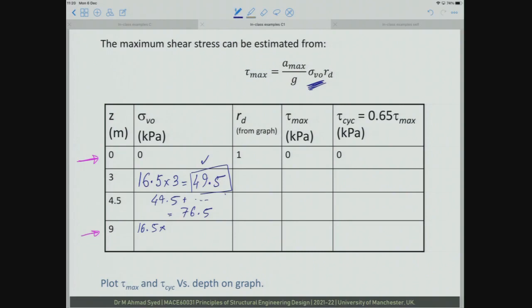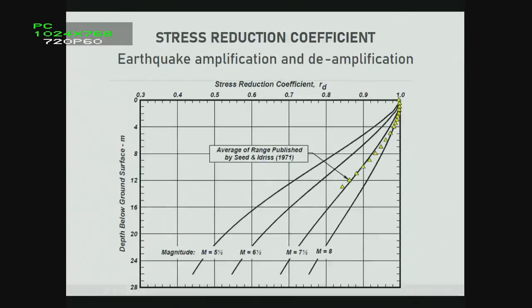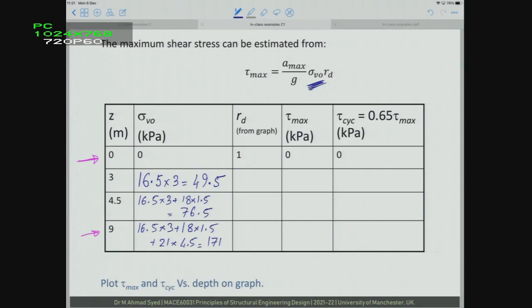So okay, let me put it back. So 16.5 times 3 plus 18 times 1.5 plus 21 times 4.5, and this is 171, right? You go back to the graph of RD for the given magnitude, and you calculate where is RD? Yeah, this one. So with this you read the values of RD for the given earthquake magnitude, okay, and put those things in the table. There's hardly any difference for the first three values, so 0.98. Try to read it as best as you can, 0.96, and here you have 0.88.